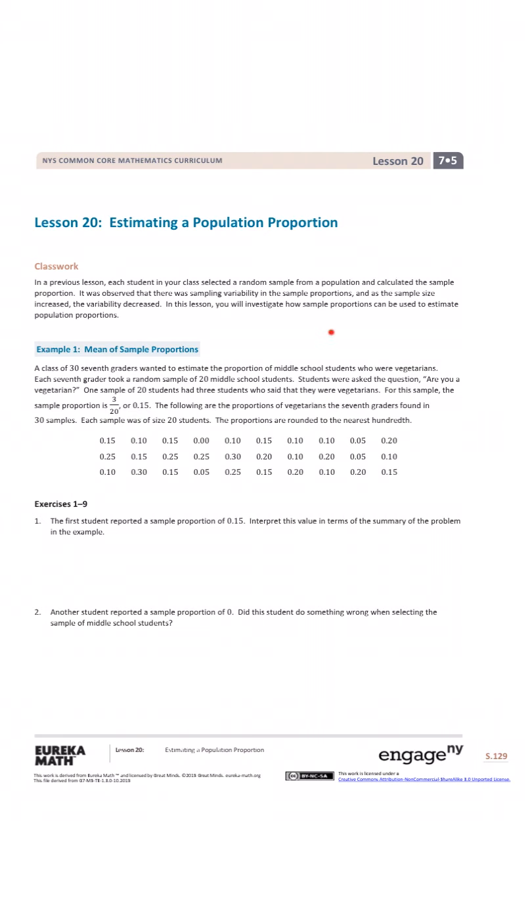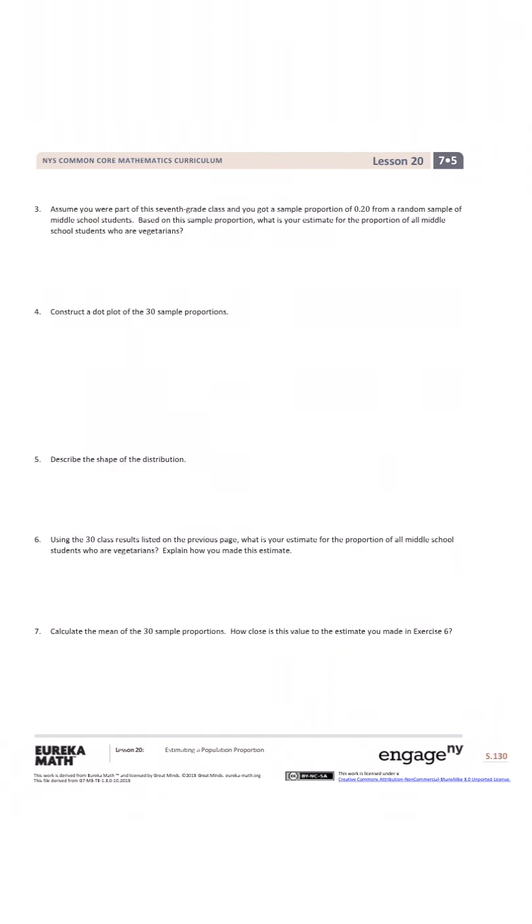Let's take this scenario from example 1 and move on to the next page, example 3. Assume you were part of the 7th grade class and you got a sample proportion of 2/10 from a random sample of middle school students. Based on the sample proportion, what is your estimate for the proportion of all middle school students who are vegetarians? Now we know that your estimate is 2/10, and we can also say that as 20/100ths.